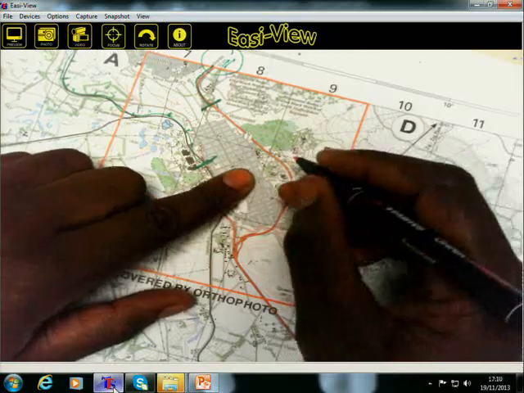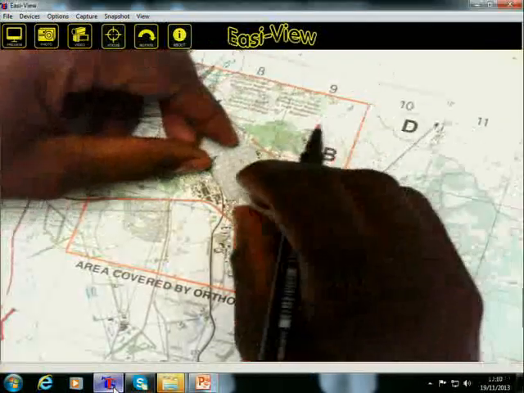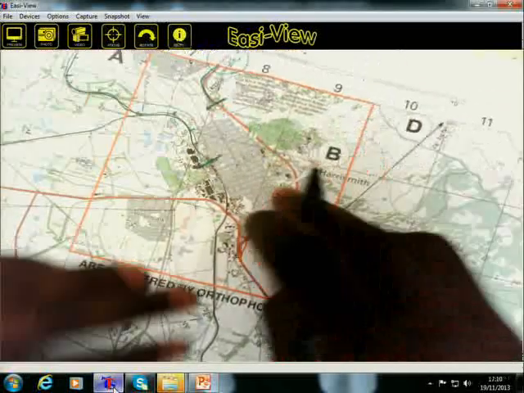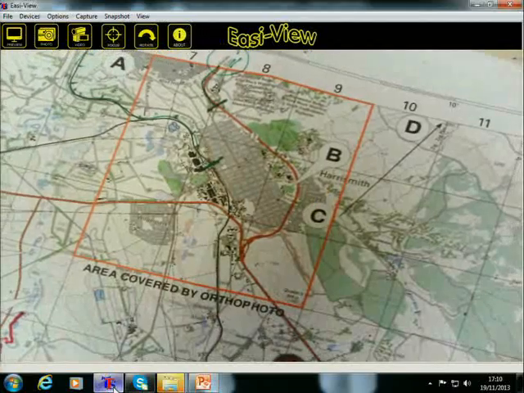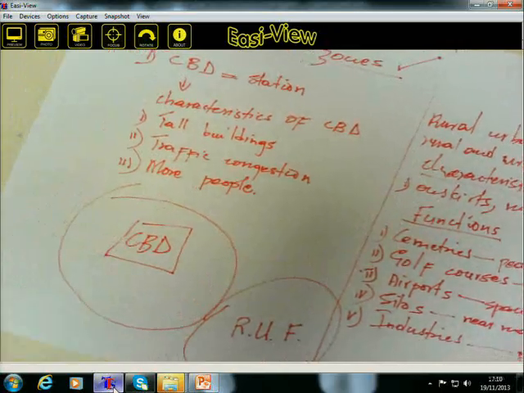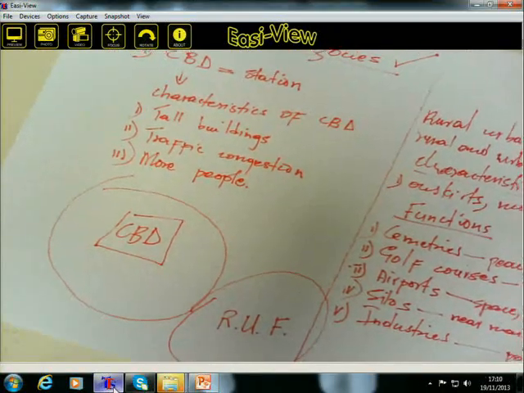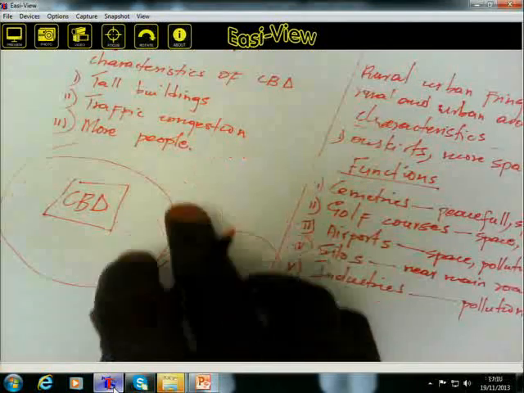But in some instances, through urban sprawl, when the town started to expand and become bigger, you find some of the cemeteries within the residential areas. It does not mean that cemeteries can only be located on your outskirts. Information that must be carried to paper 2 on land use zone.